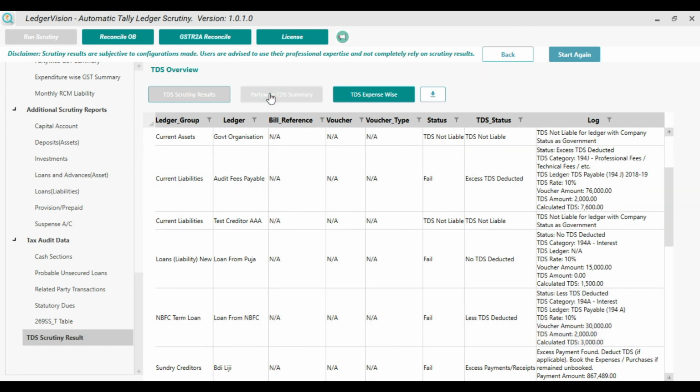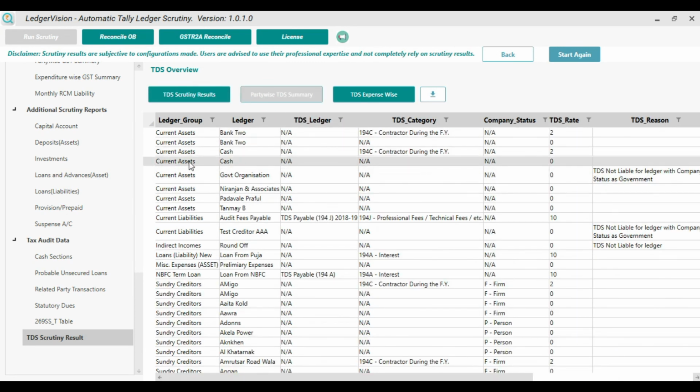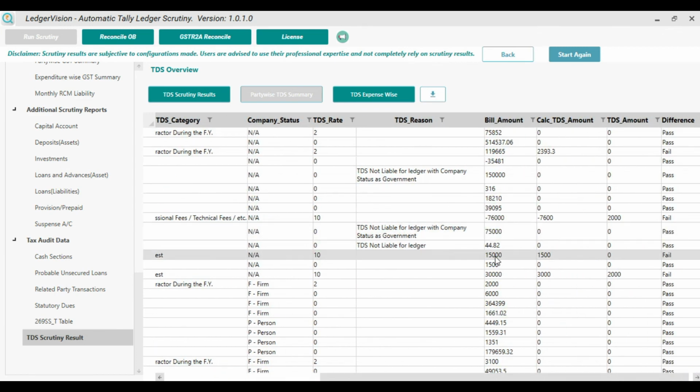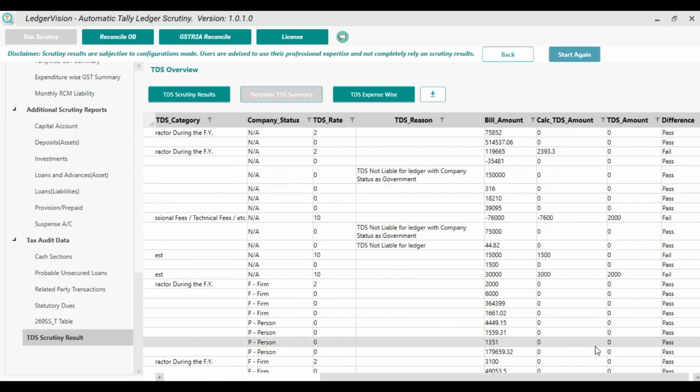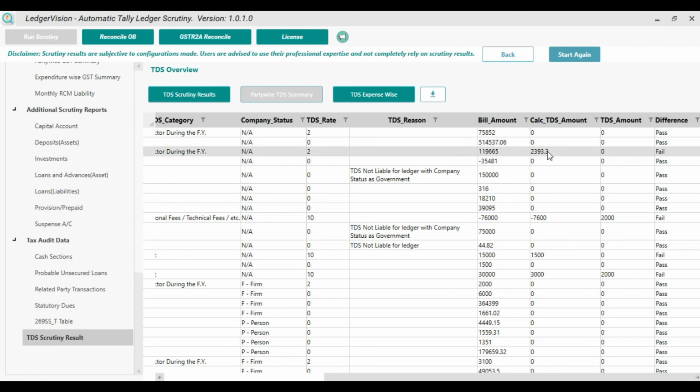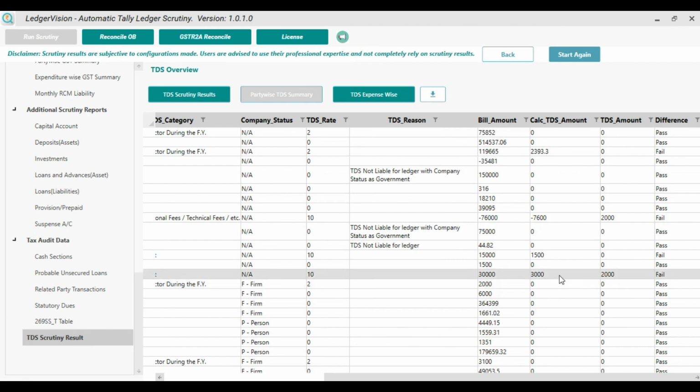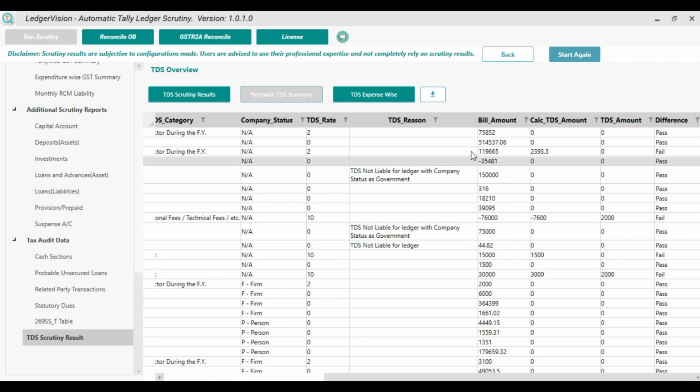Next report is party-wise summary. Here parties are shown. So parties, then TDS categories are shown, TDS rates are shown, reasoning is given, the amount of expenditure is given, and if the actual TDS and calculated TDS match, it will be shown as pass, otherwise it will be shown as fail. You can see the calculated TDS is 3,000, as I just explained in the NBFC case, and the actual deducted TDS is 2,000, so it is termed as fail.